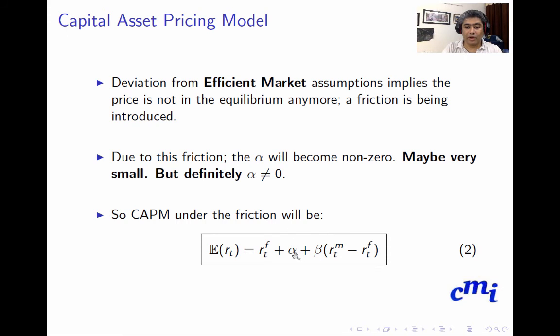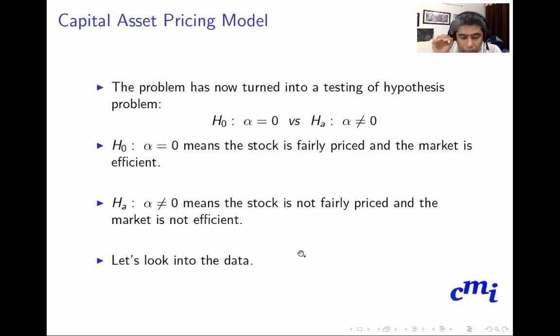So the entire problem boils down to a hypothesis testing problem, where the null hypothesis is alpha equal to 0, which means the stock is fairly priced and the market is efficient, versus the alternative that alpha is non-zero, which means the stock is not fairly priced and the market is not efficient.